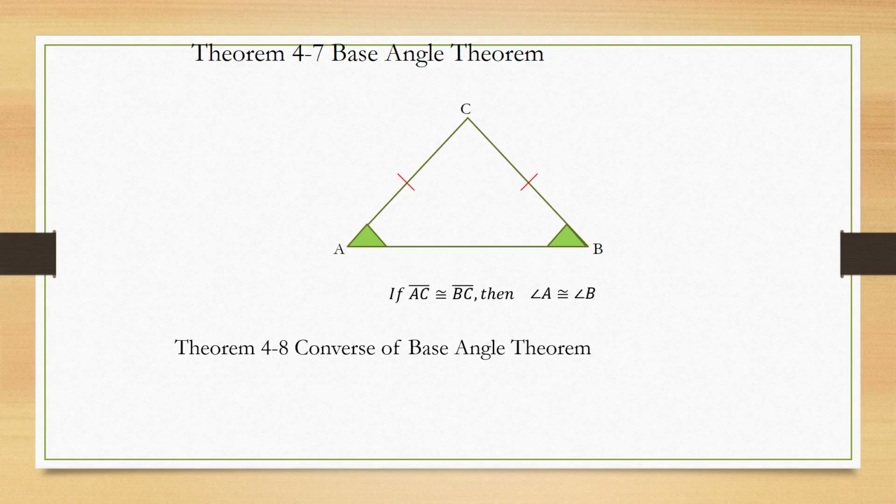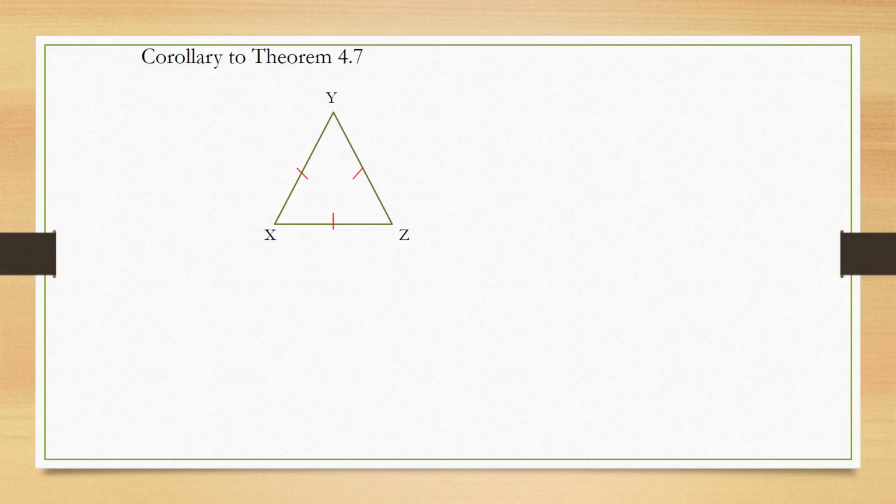The converse of this is talking about the angles being congruent and then the sides. So if angle A is congruent to angle B, then side AC is congruent to side BC. A corollary to this theorem is the equilateral triangle.